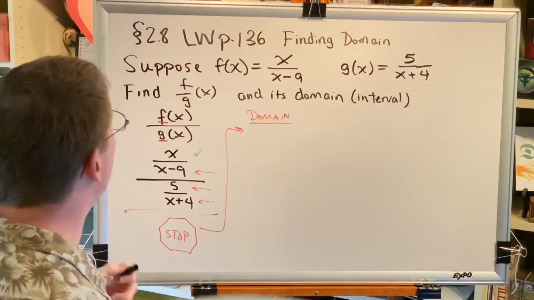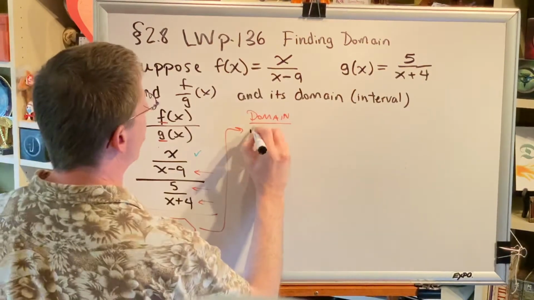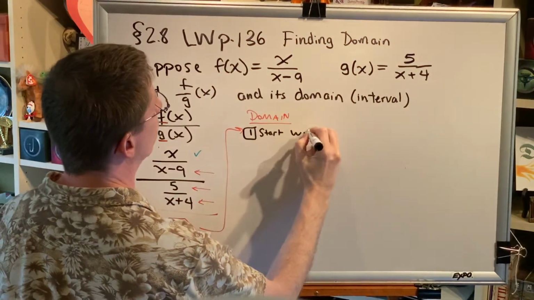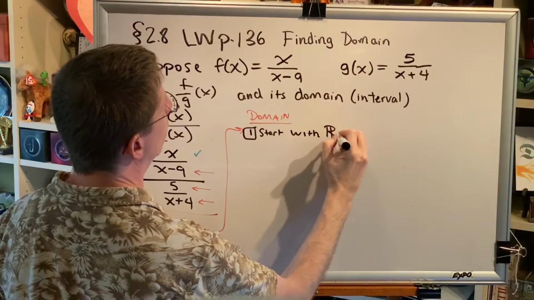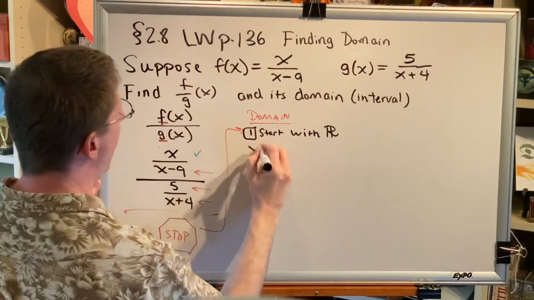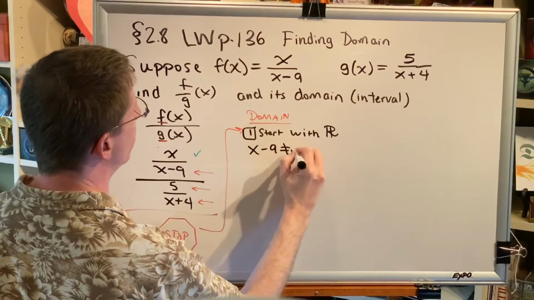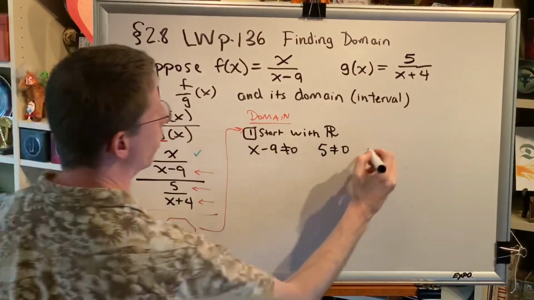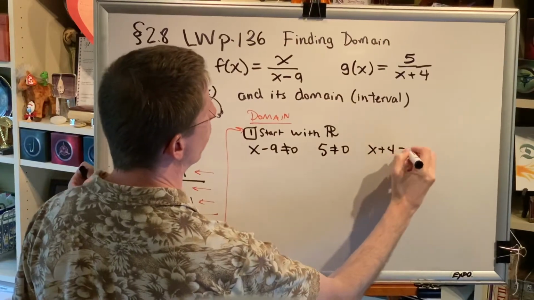So what that tells me is, I start with all real numbers, and then I adjust that based on the following statements. X minus 9 is not allowed to be 0. 5 is not allowed to be 0. And x plus 4 is not allowed to be 0.